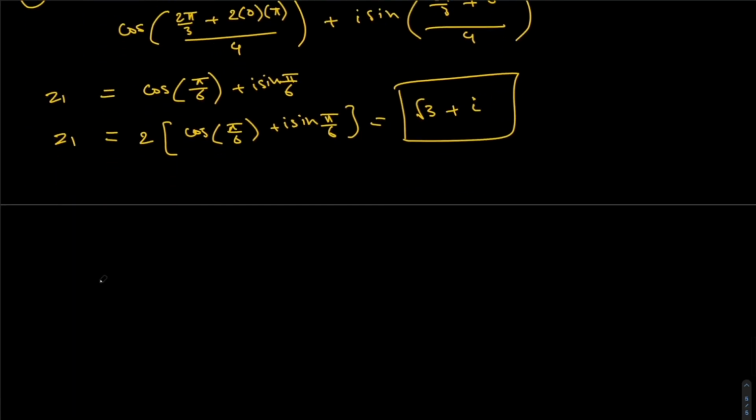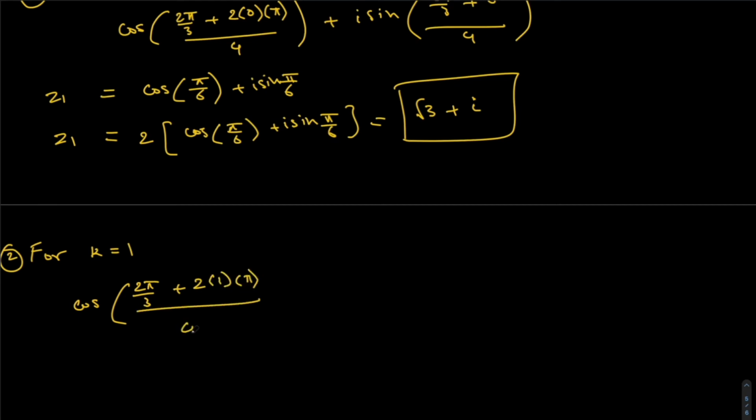Right, now we do for k is equal to 1. So for k is equal to 1, we're going to do the same process. So cosine of 2 pi by 3 plus 2 times 1 times pi, because k is 1, all upon n. N remains as it is every time. So sine 2 pi by 3 plus 2 pi upon 4.